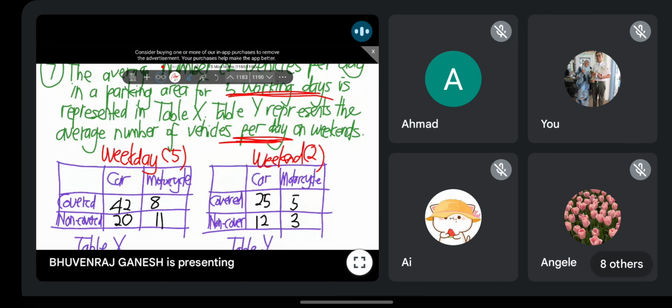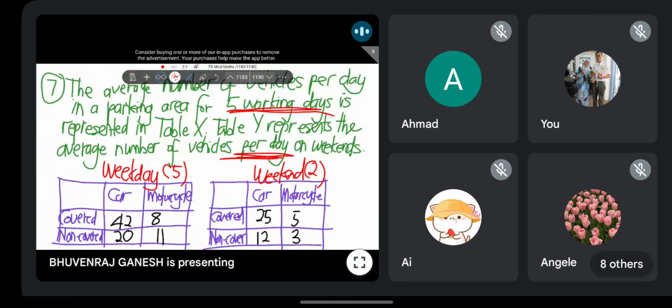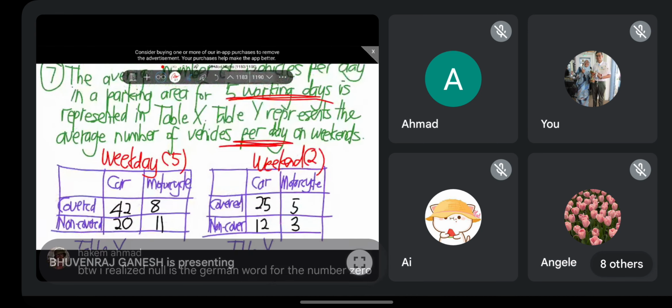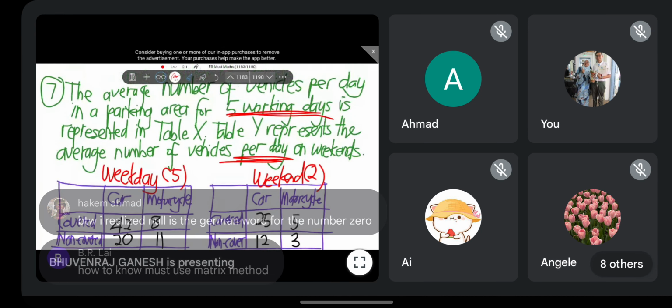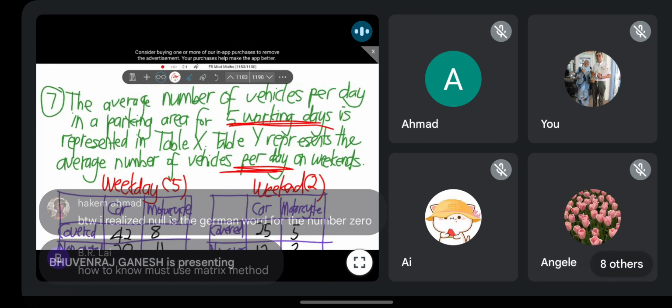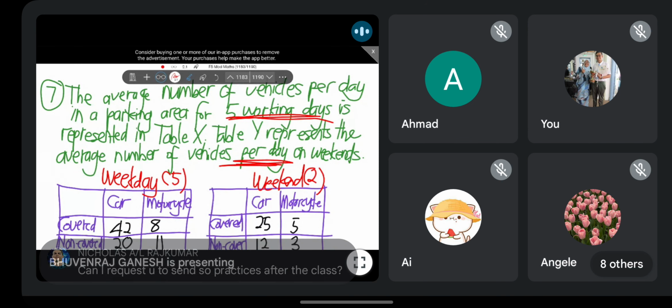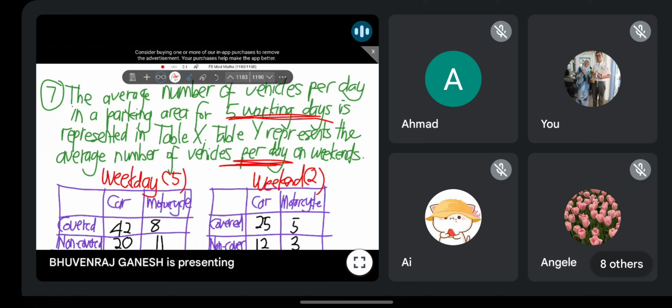Okay, so Bowen, you already got the question? Okay, wait now. By the way, I realized null is a German word. Oh, really? Yeah. Okay, something new I learned today. Yes, I will send this PDF after the class.